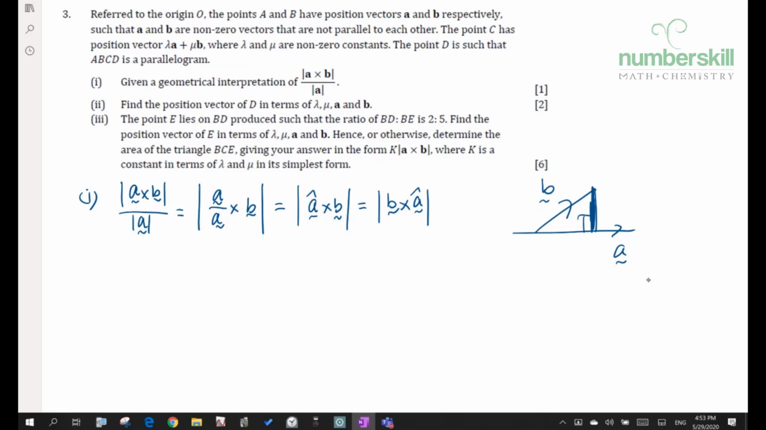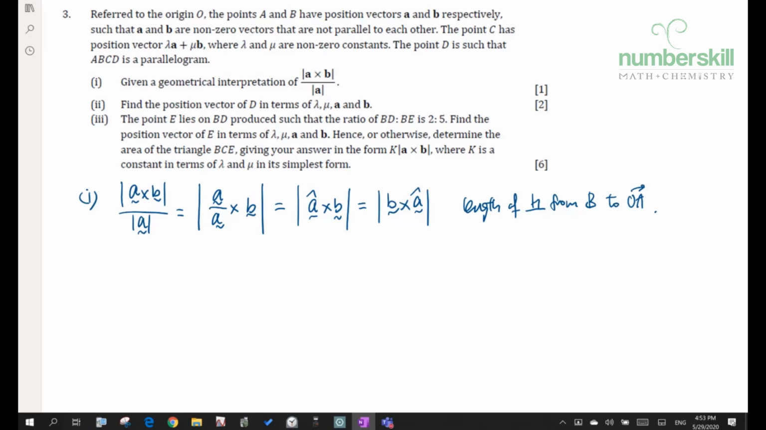Some people call it the shortest distance between. Actually, the more accurate answer should be the length of perpendicular from B to OA. It's the length of perpendicular from B to OA. All right, so that's 1 mark.